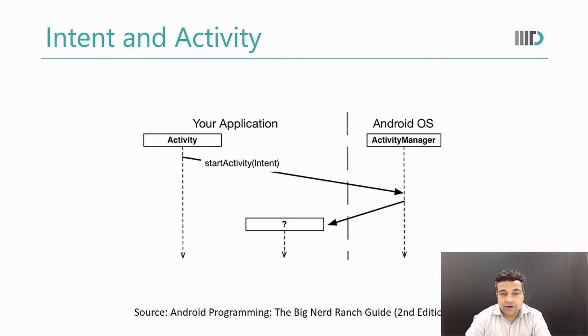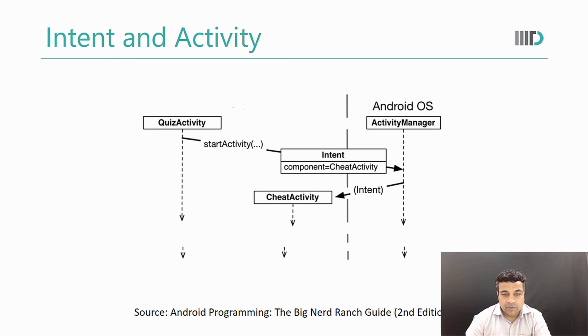This is how intent and activity work roughly. Your application, Android OS, your application calls start activity. It goes to the Android OS activity manager, which then starts another activity. For our particular case, something like this was happening. We were doing quiz activity, we were calling start activity, we were passing an intent of the component cheat activity. The Android OS activity manager was then starting our cheat activity.